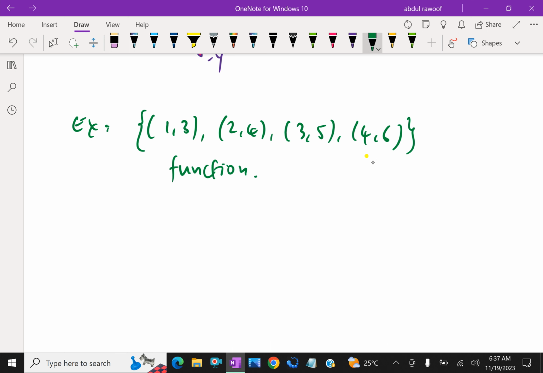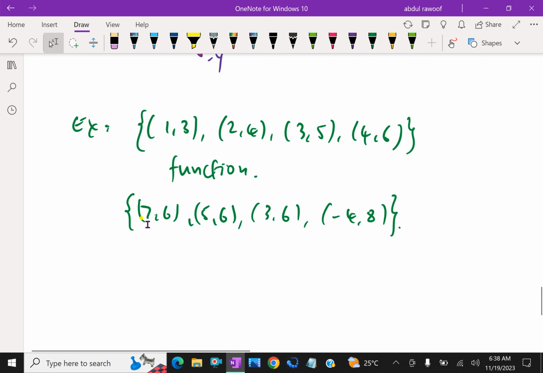One more example: 7, 6; 5, 6; 3, 6; minus 4, 8. Here, for x value 7, y is 6, and for x value 5, y is 6. That means for two different values of x, y is the same. So it's also a function.